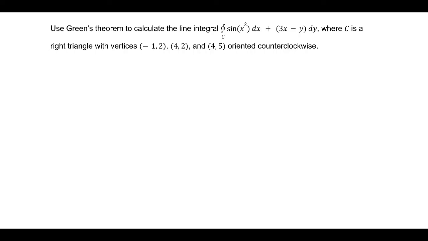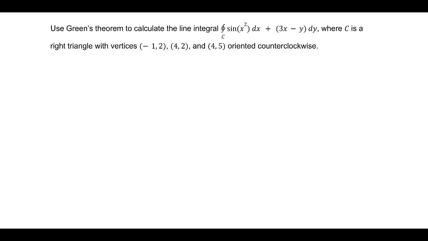Now, Green's theorem says that we can turn this line integral into the double integral over a region D with respect to A of the function Q_x minus P_y. Now in this case, our P is sin(x²), and our Q is (3x − y). So we'll take those partials first off.